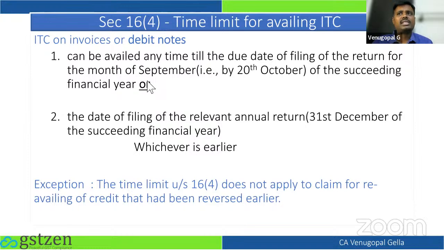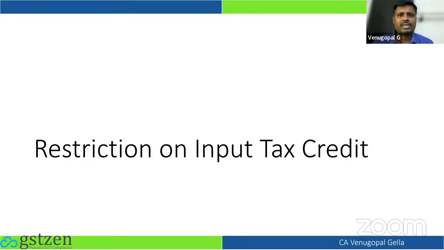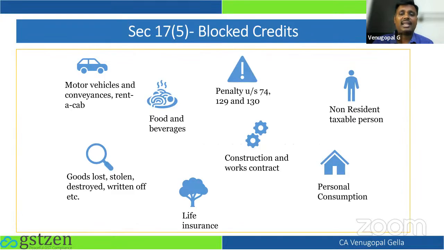Another provision is Section 16(4), where you have to reverse the input tax credit if you do not avail it by 30th November of the next financial year. Next, you can avail input tax credit on every purchase other than the blocked credit. Section 17(5) of the Act talks about blocked credit, which covers motor cars, food and beverages, insurance, employee travel, etc. Various things. Those are blocked credit.